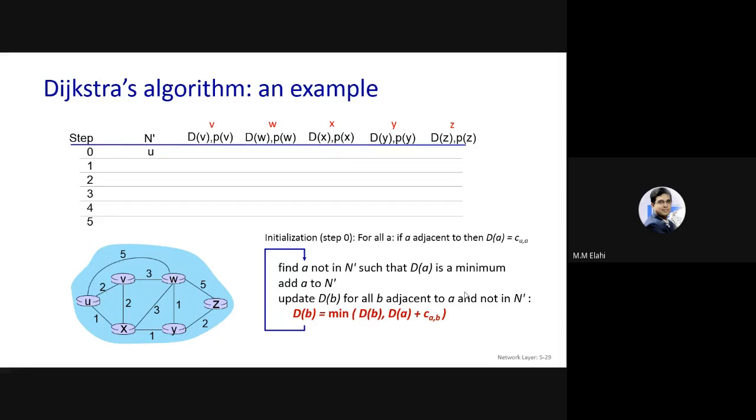Okay, in step 0, that is the first step, there is no calculation. So the source is U, so U will be in the N prime, and then from U you just see which nodes are directly connected. So which nodes are directly connected with U from the diagram? Can you tell me?